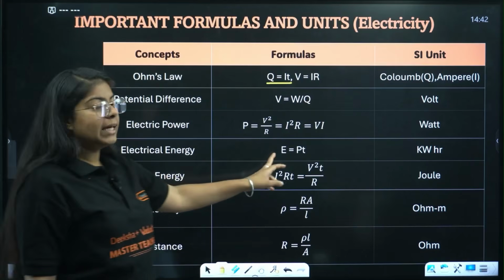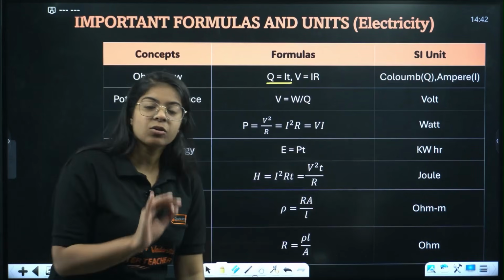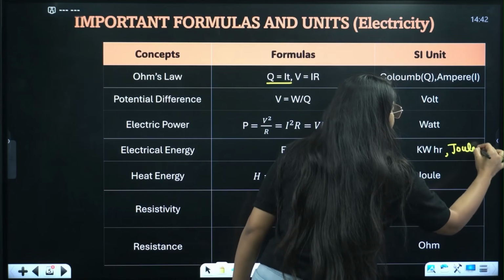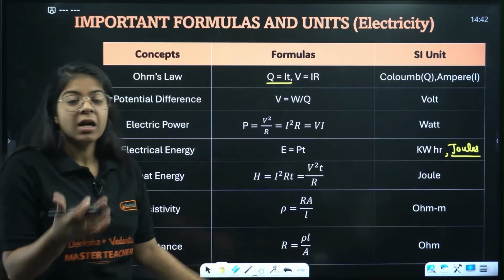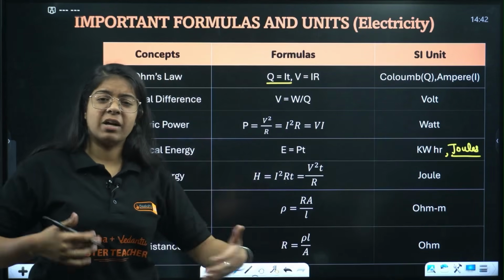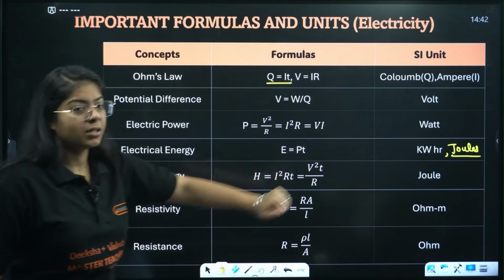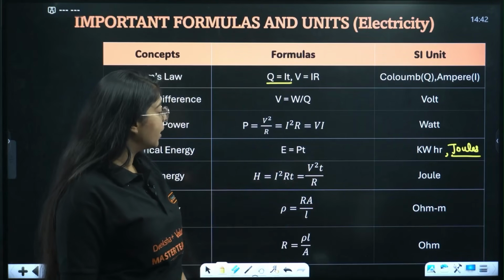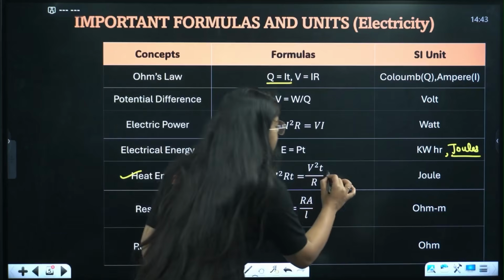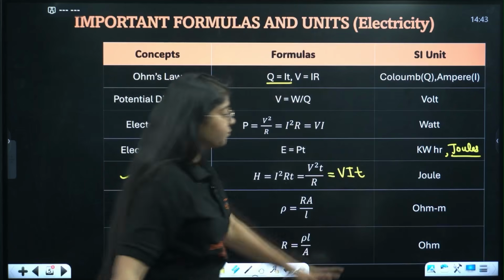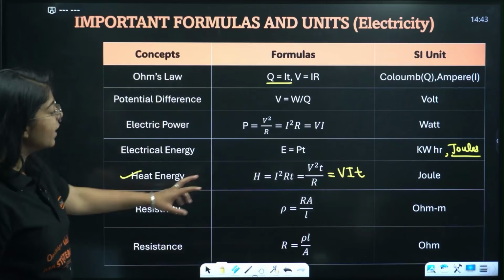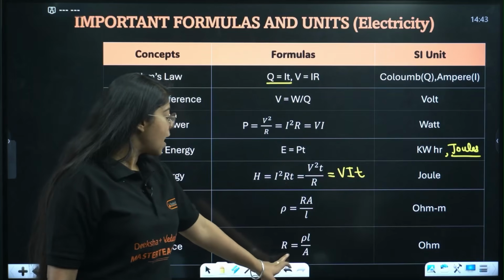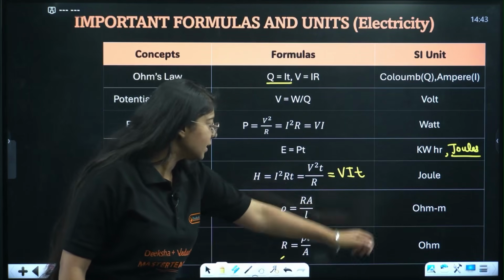Electrical energy, E equals power into time. Its SI unit is kilowatt hour. Also you can find this in joules as well, but if nothing is mentioned about whether to find it in kilowatt hour or joule, then it's better to find it in kilowatt hour because the SI unit is kilowatt hour. Then heat energy, H equals I square R T, or V square by R into T, also V into I into T. Its unit is joule. Resistivity, rho equals R A by L, and its unit is ohm meter. Resistance, R equals rho L by A, and this is ohm.